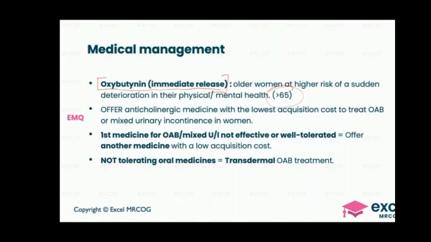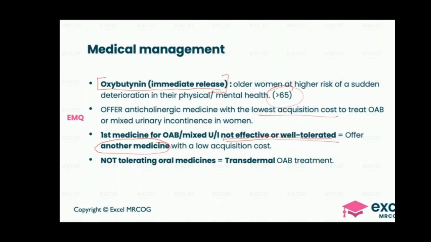You need to offer the anticholinergic with the lowest cost to treat OAB. This is important, the last 2 points are important here. If the first medicine for OAB is not effective or is not well tolerated, you would offer another medicine.